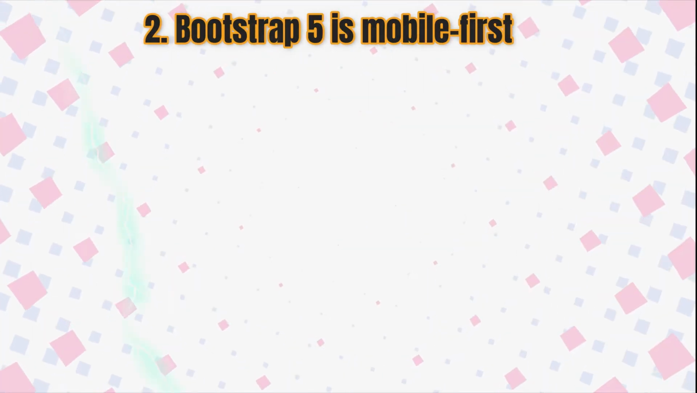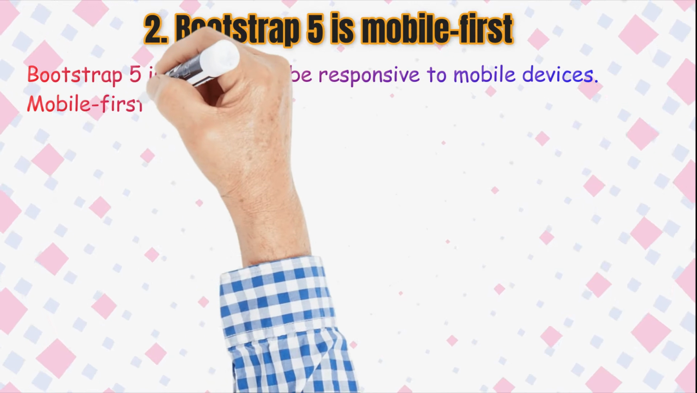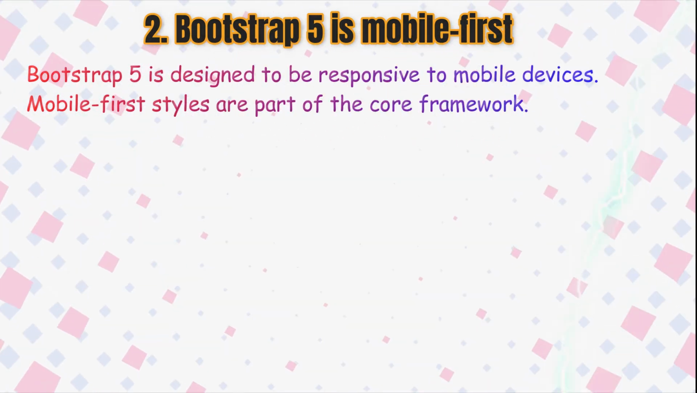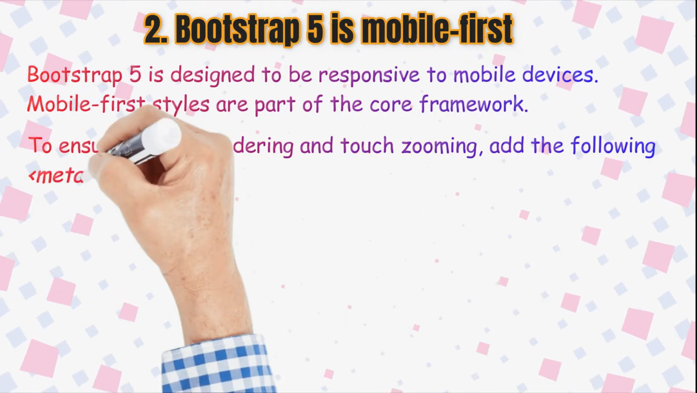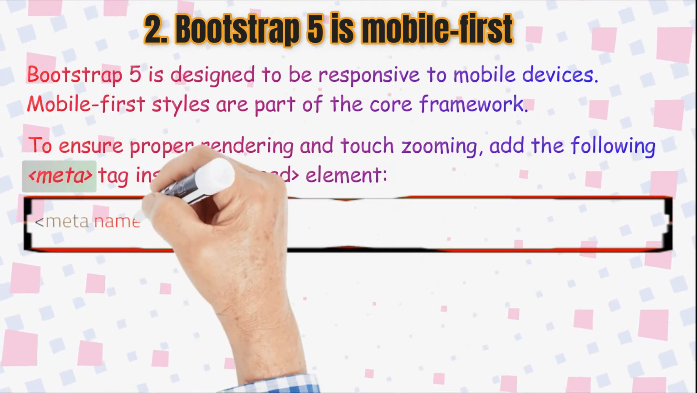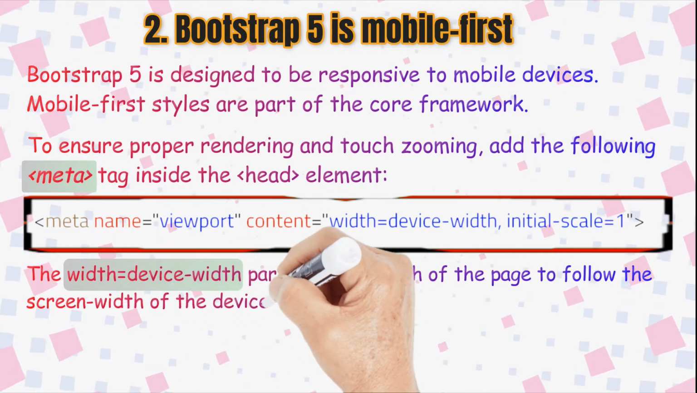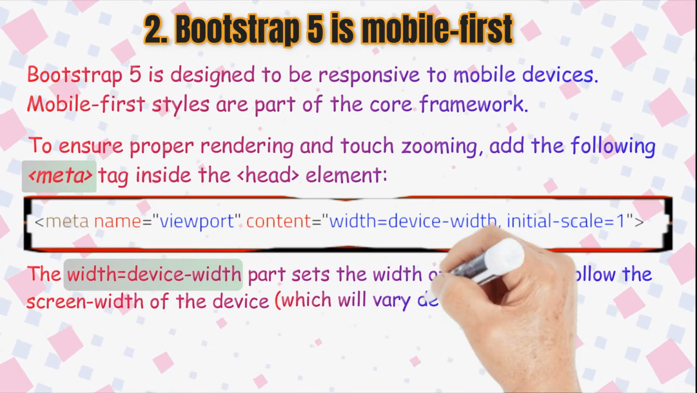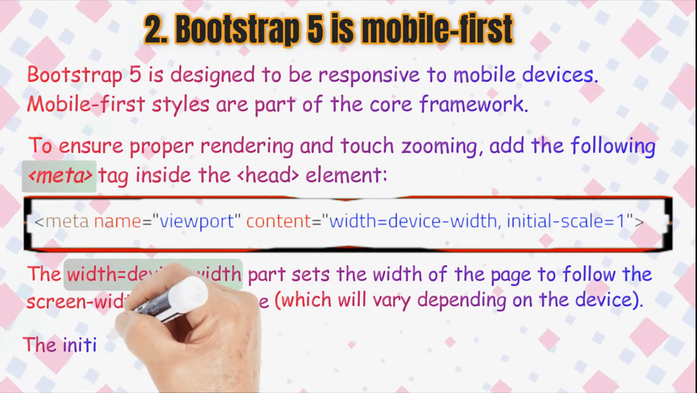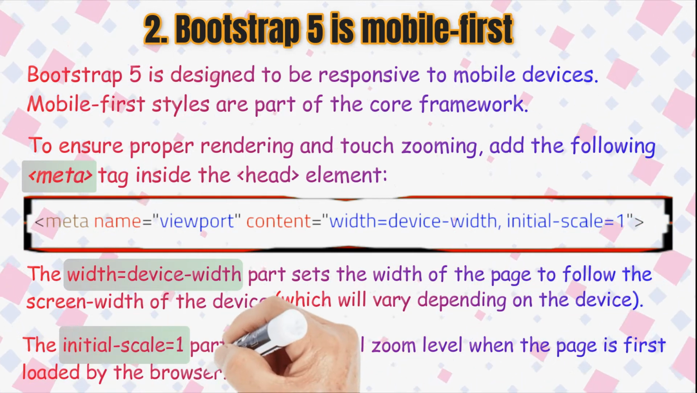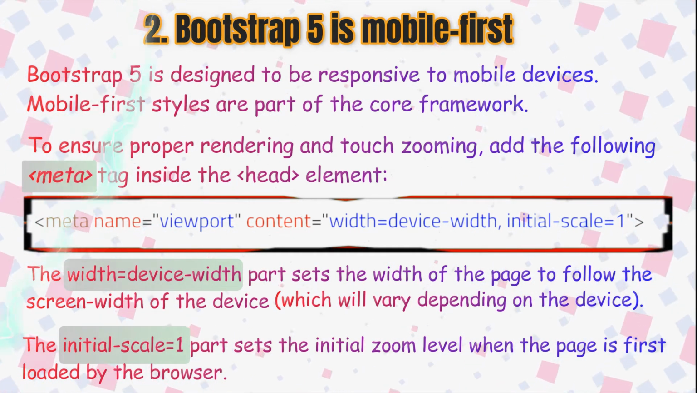Bootstrap 5 is mobile first. It is designed to be responsive to mobile devices. Mobile first styles are a part of the core framework. To ensure proper rendering and touch zooming, add the viewport meta tag inside the head element. The width equal to device-width part sets the width of the page to the screen width of the device, which will vary depending on the device. The initial-scale equal to 1 sets the initial zoom level when the page is first loaded by the browser.